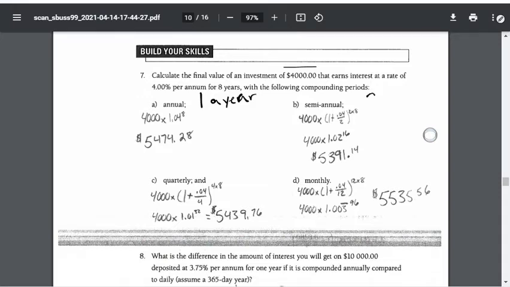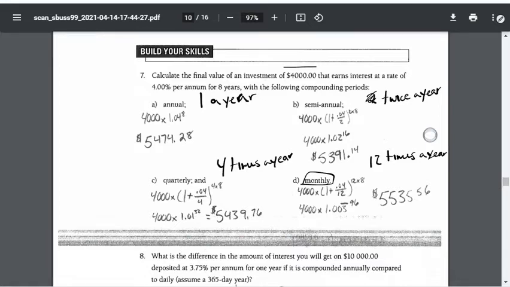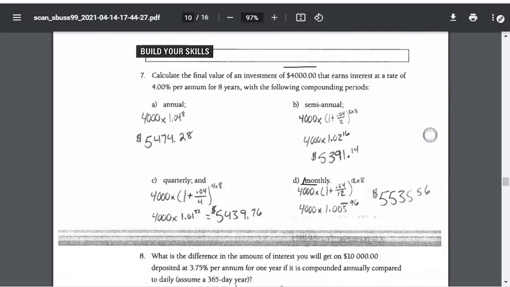Semi-annually means twice a year. Quarterly means they're going to do it 4 times a year. And monthly, of course, how many months in a year? It's 12 times a year. Okay, so understanding those terms will help you figure out the compound interest. The formula doesn't change, the numbers are going to end up changing.